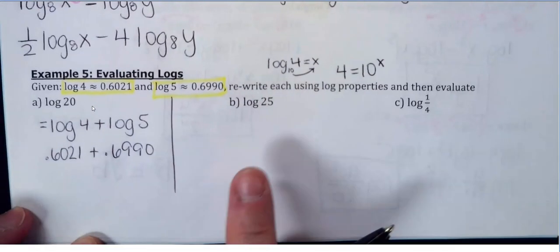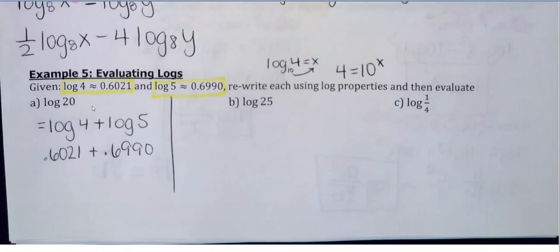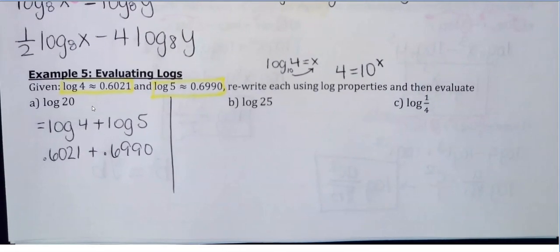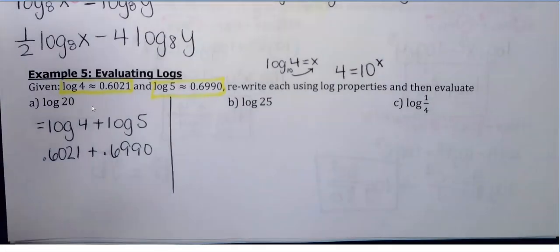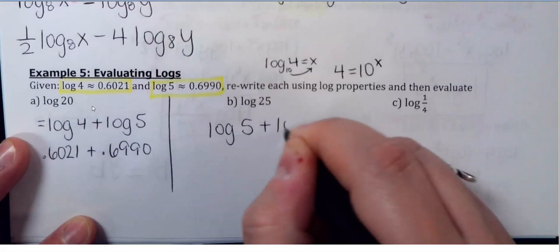Okay, what about log of 25? How could I use the information they gave me in the directions to do that without a calculator? Go ahead. Okay, so 25 is 5 times 5. So I could do log 5 plus log 5.